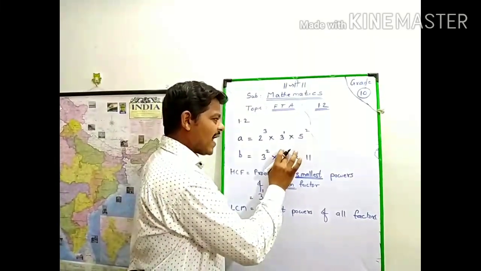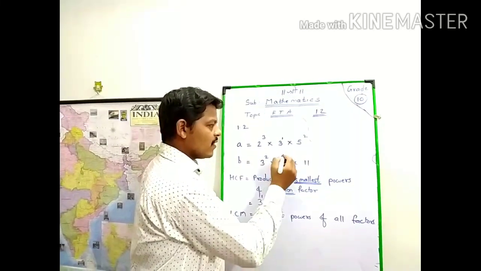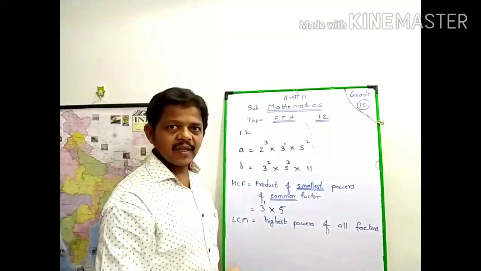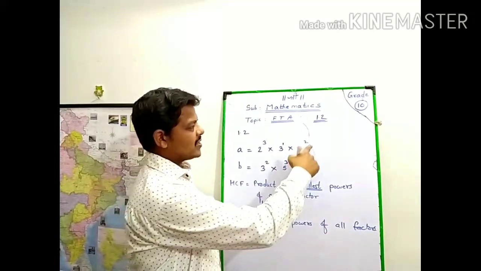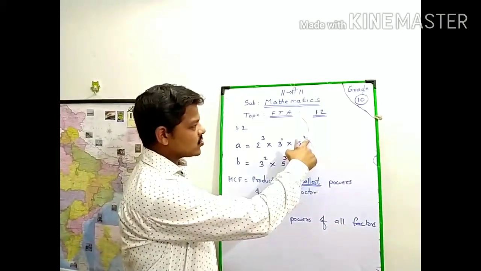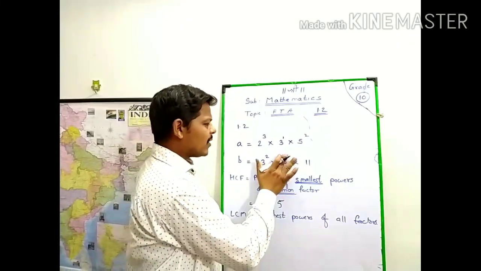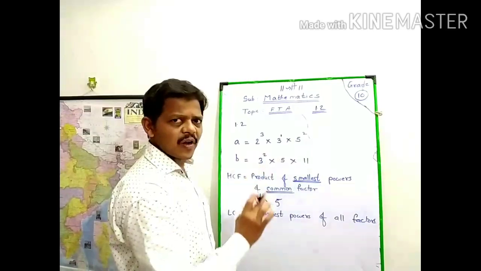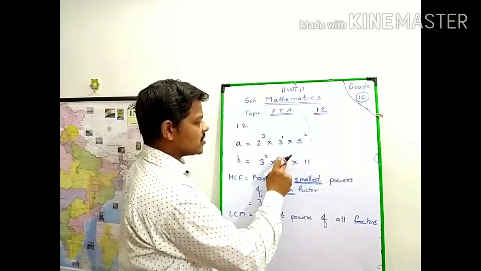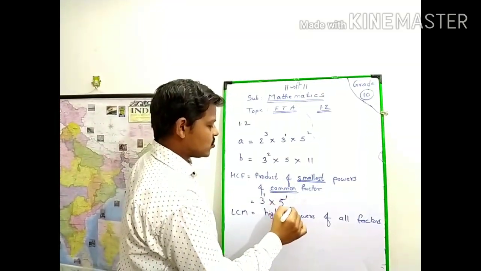Suppose if I had 5 cube over here, then what would I have taken? Obviously 5 raised to 2, 5 square, because 2 is smaller than 3. Right, now let us keep it as it is for our simplification. This is 2, this is raised to 1. So 5 raised to 1.